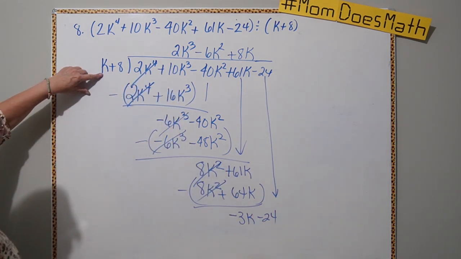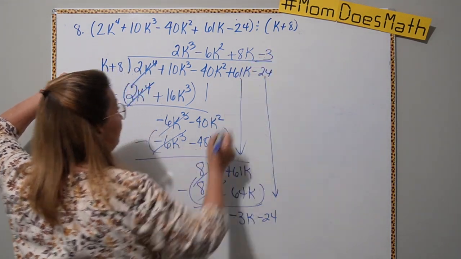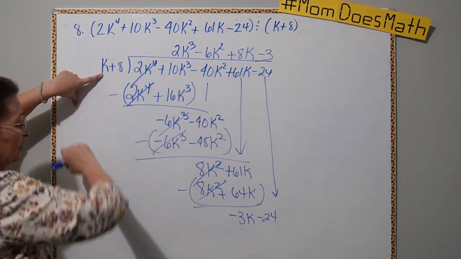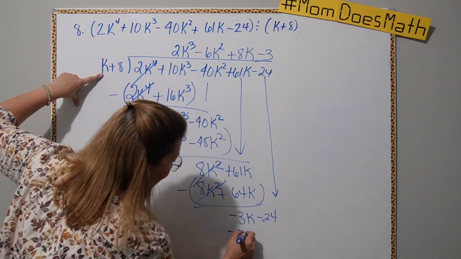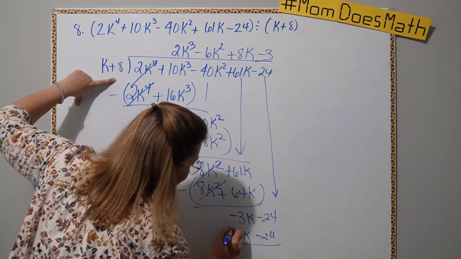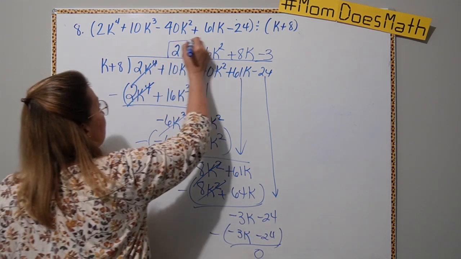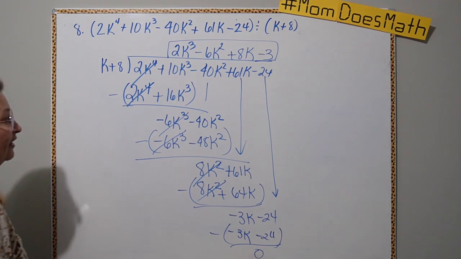Okay? What would I multiply k by to get negative 3k? Negative 3. So negative 3 times k is negative 3k. And negative 3 times 8 is negative 24. They match. So when you subtract, you get 0 remainder. So this is your final answer.